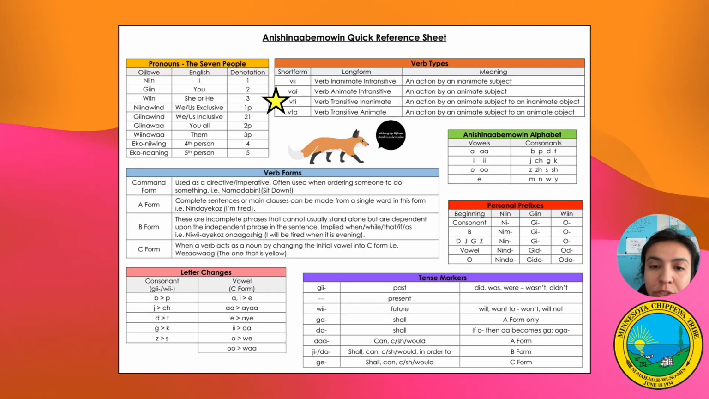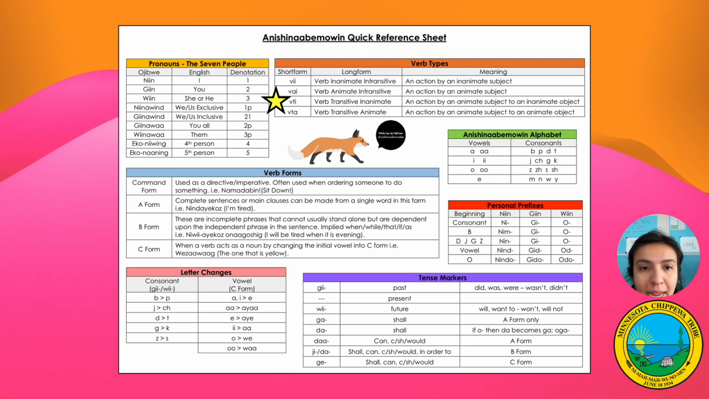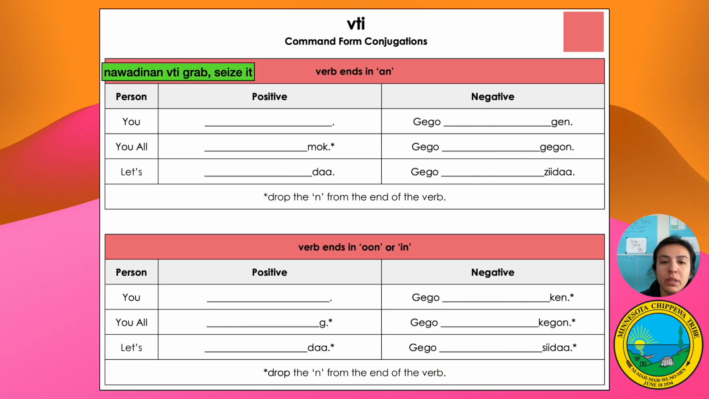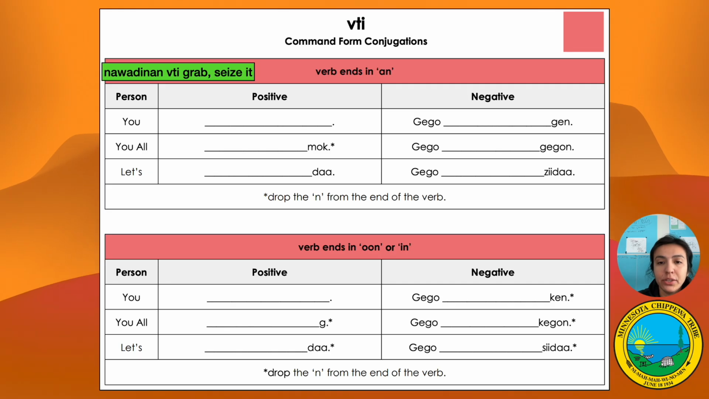Here's a sneak peek of our quick reference sheet. Again, we're going to be looking at the verb transitive inanimate, which is an action by an animate subject to an inanimate object. Our first verb that we'll be looking at is nawadinan, which is a VTI. It means to grab it or seize it. And we're going to be looking at conjugations for verbs that end in an.